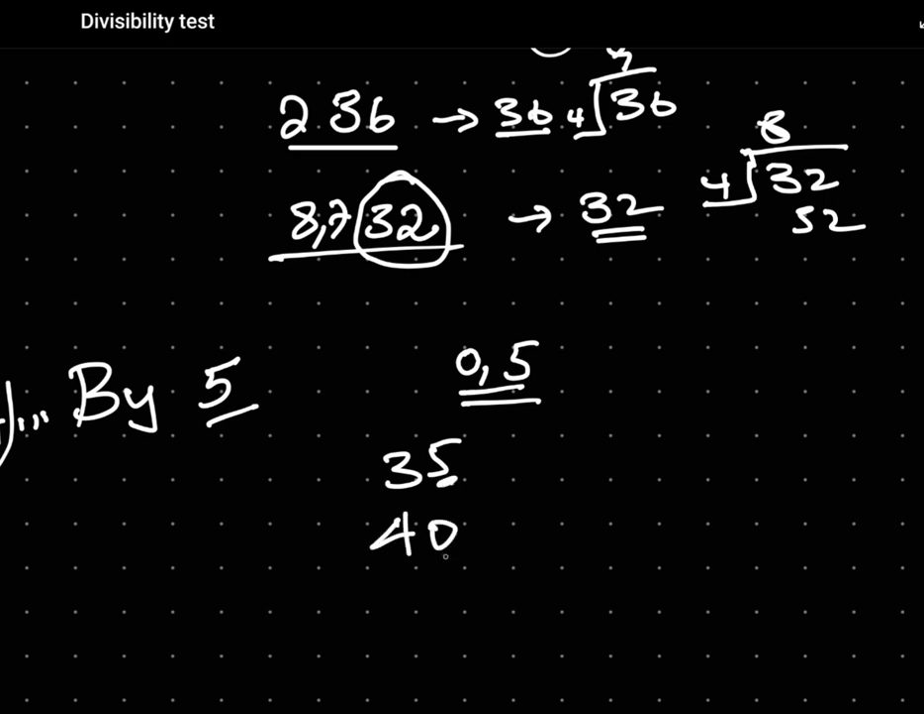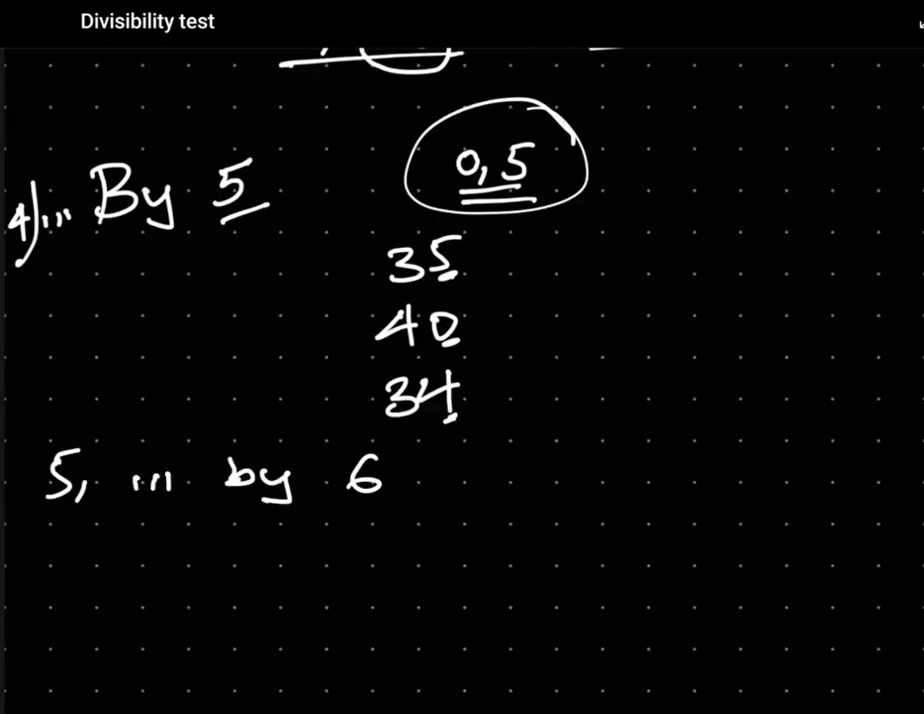40 is divisible by 5 because the ones place is 0, and 34 is not divisible by 5 because the ones place is 4 and it is not either of these two numbers. Very simply, a number is divisible by 5 if the ones place of the number is either 0 or 5. How do you check divisibility by 5?